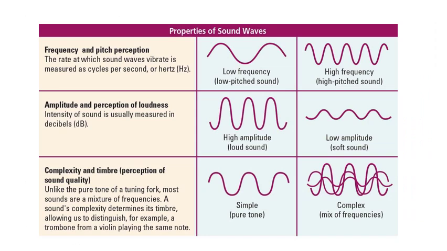So just to sum this up, there are 3 properties of sound waves: frequency, amplitude, and complexity. And then our perception of these 3 properties of sound waves are pitch, loudness, and timbre. Frequency is the rate at which a sound wave cycles per second, so hertz values. Amplitude is the intensity of sound measured in decibels, and that's how high or low the sound wave is. And then complexity is how many different frequencies create one single sound.